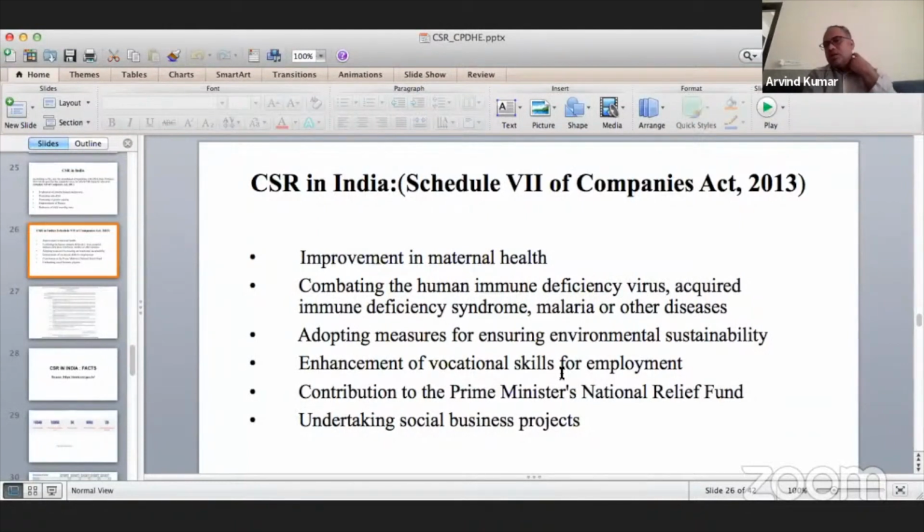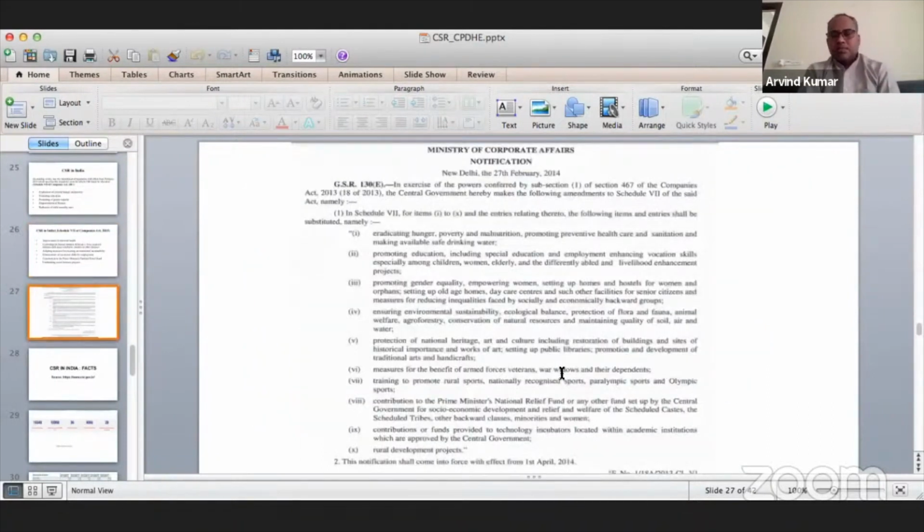The next important area where a CSR project can be done: companies or corporates can contribute to the PM NRF, Prime Minister's National Relief Fund, and they may undertake any social business projects. This is the legal aspect. There are 10 areas where the companies can contribute, but it's not confined to these areas. The company may also roll out programs keeping in mind the severity of needs. Recently we have seen COVID-19, and a lot of projects have been done as far as the COVID-19 pandemic or outbreak is concerned. We also have some natural disasters in India, and a lot of companies had projects on natural disasters.